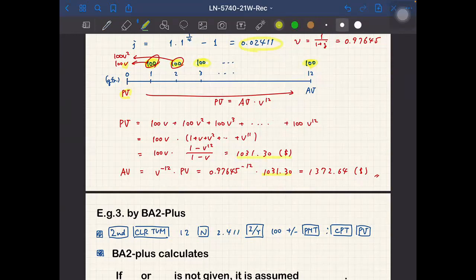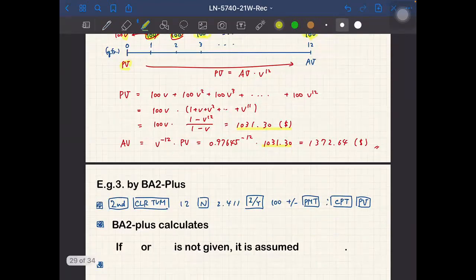So at first clear TVM and 12 N. Clear TVM, 12 N, and 2.411 I, and the negative 100 payment, then compute present value, then 1031.326095 you will get.